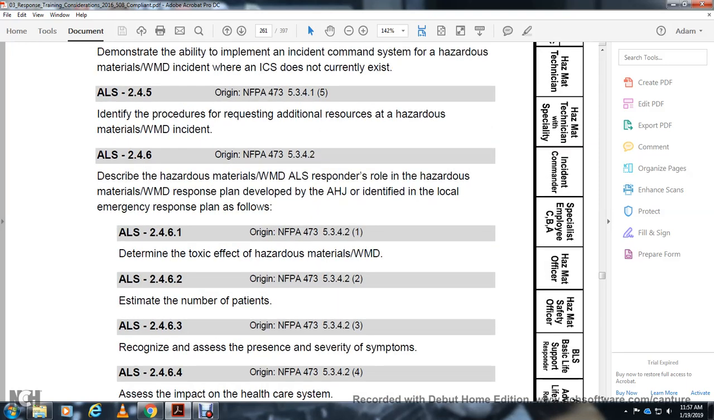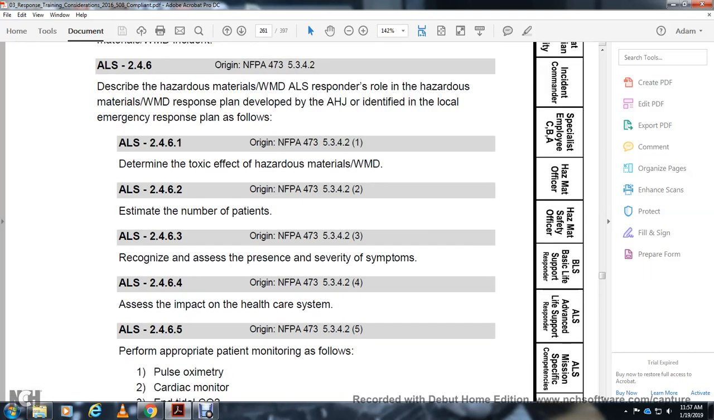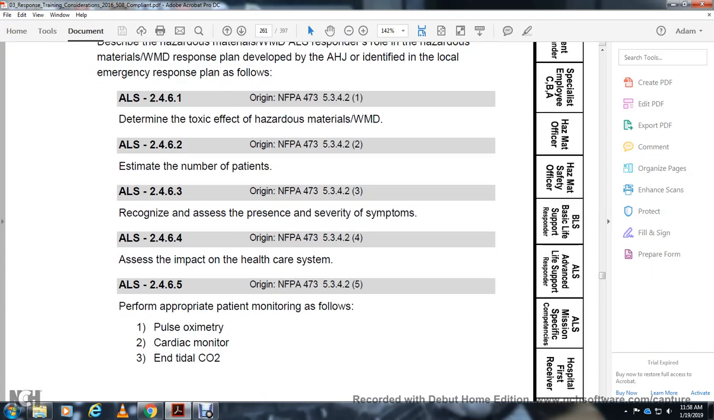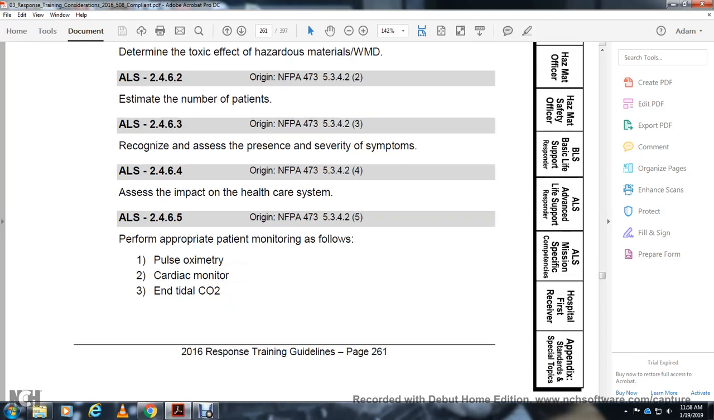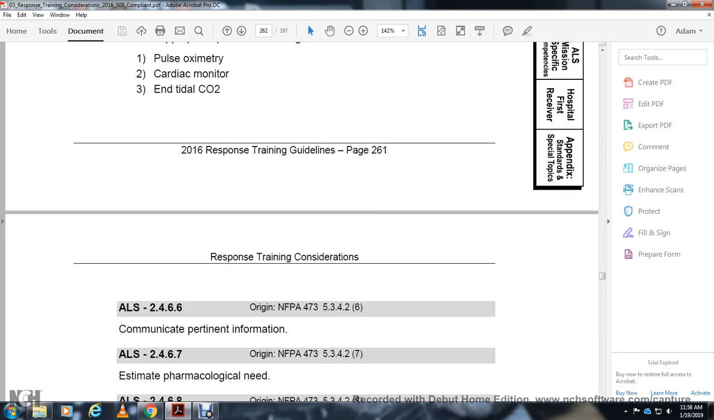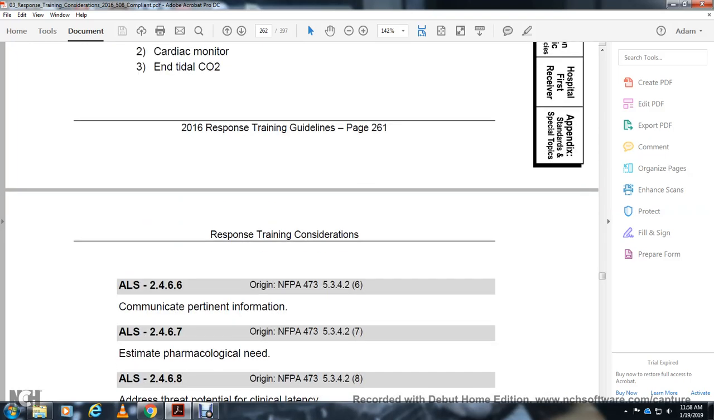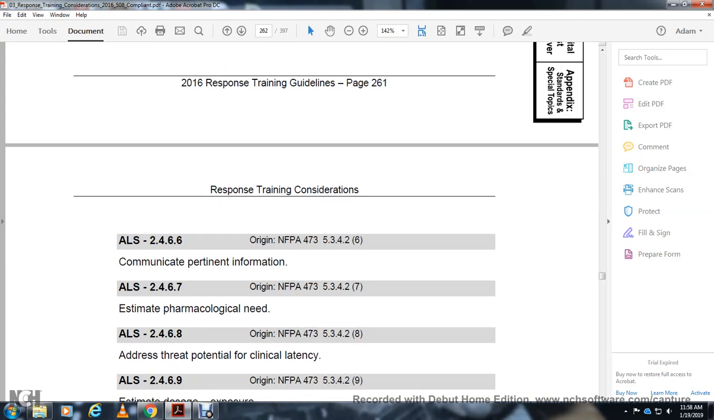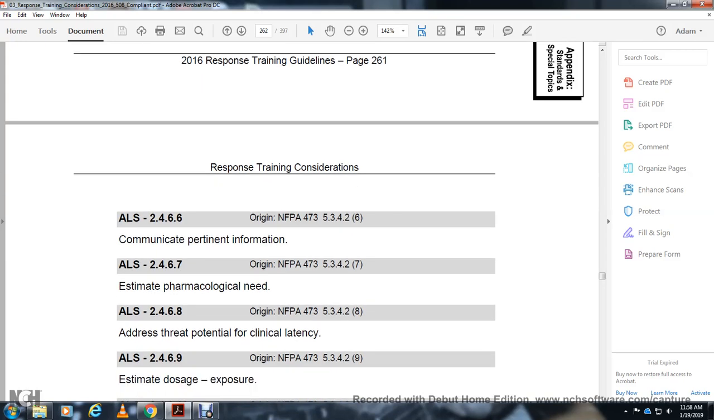Recognize the presence and severity of the symptoms. Assess the impact on the healthcare system. Perform appropriate patient monitoring, including pulse oximetry, cardiac monitoring, vitals, and CO2. Communicate pertinent patient information, estimated pharmacological need, the extent of the threat and potential clinical latency, and estimated dose exposure.